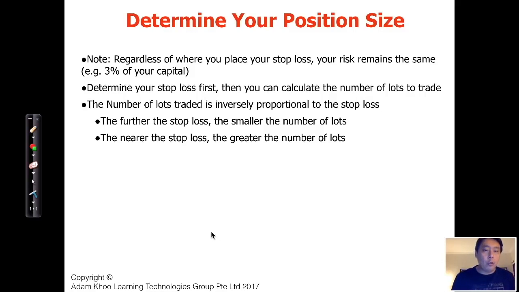Okay? So you always determine your stop loss first. Then you calculate the number of lots to trade to keep your risk consistent. The number of lots traded is inversely proportional to the stop loss. In other words, the further your stop loss, the smaller the number of lots you trade. The nearer the stop loss, the greater the number of lots you trade, with the risk always being the same.